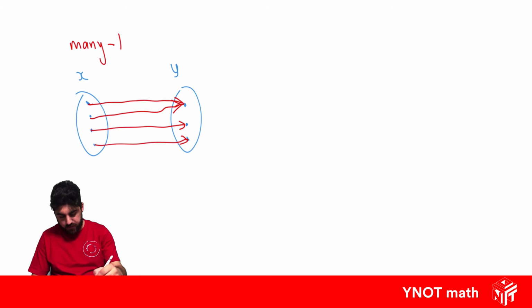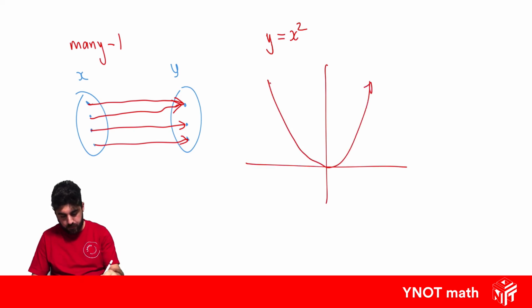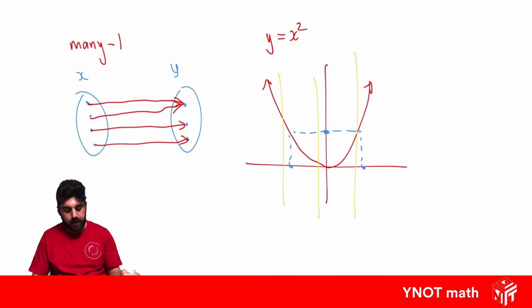And an example of this is just going to be our normal parabola that we're used to, y equals x squared. Where you can see that, let's look at two different values of x here, and they both give us the same value for y. And this one is a function, because wherever we draw a vertical line through, it only cuts the graph once. So this one is a function, not a relation.